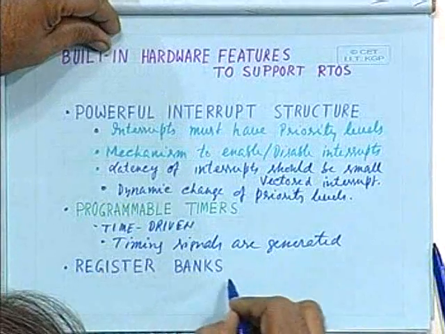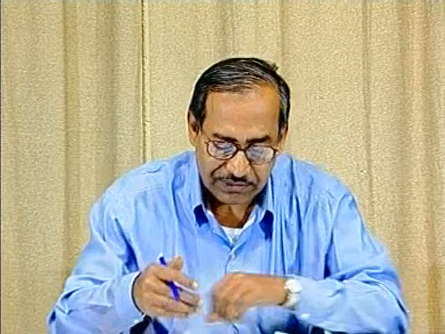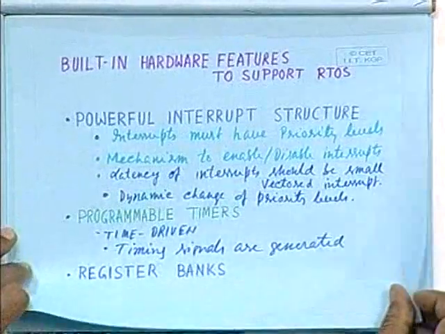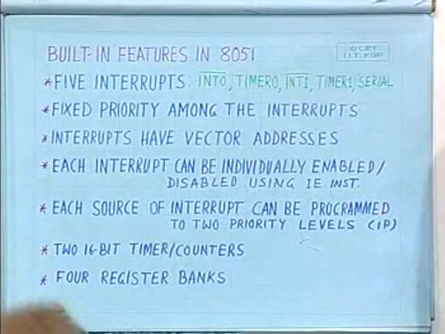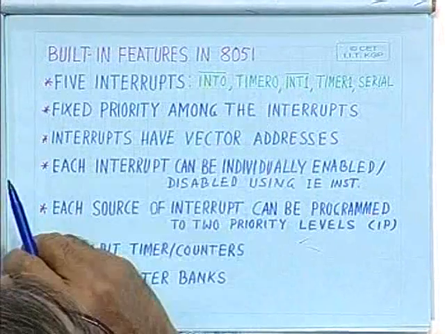That problem can be overcome by using register banks. Say you have got 4 register banks, and each task is assigned a particular register bank. When task switching occurs, you only have to switch the register bank rather than save all the registers. So these are the built-in features which are supported. Now let me very quickly discuss the built-in features provided in 8051.